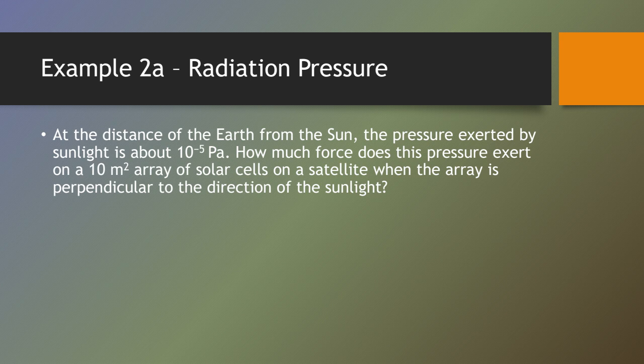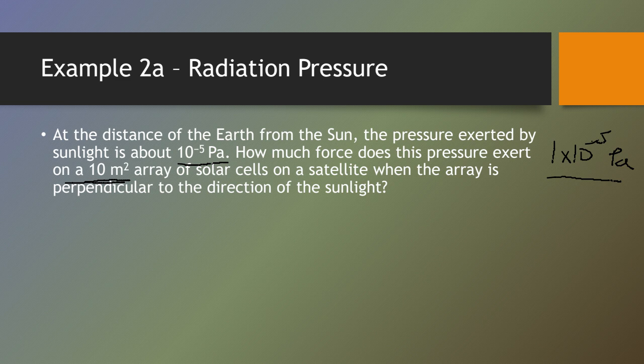At the distance of the Earth from the Sun, the pressure exerted by the Sun is about 10 to the minus 5 pascals. So that's 1 times 10 to the minus 5. How much force does this pressure exert on a 10-meter squared array of solar cells when it's perpendicular to the direction of sunlight? Well, we know the pressure and we know the area. We just need to figure out the force.